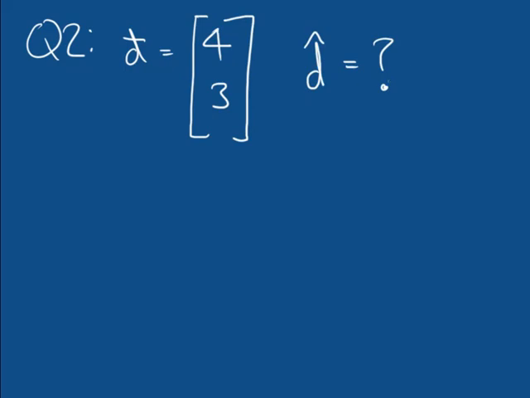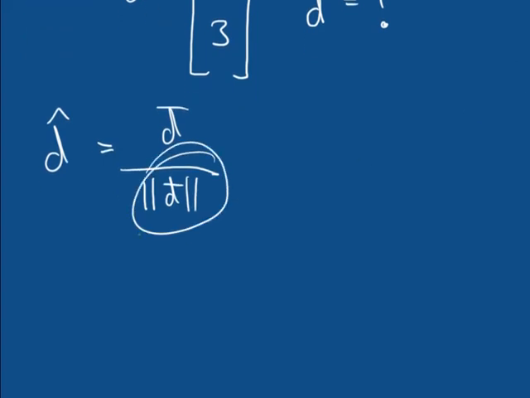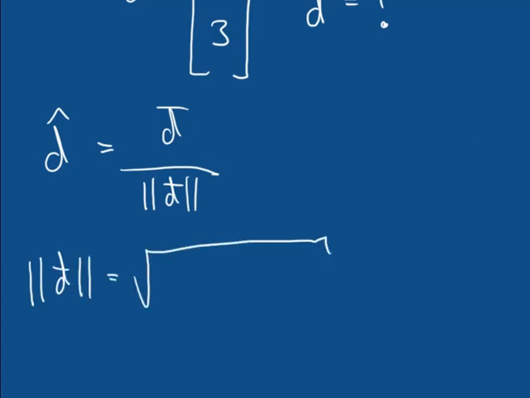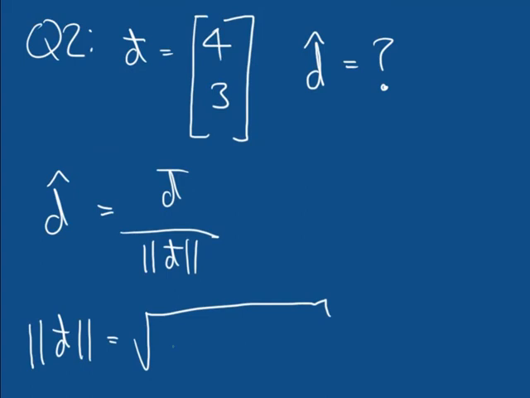Okay, welcome back everyone. So hopefully by now we're quite comfortable that to work out a unit vector, we take the original vector and we divide it by the length of that original vector. So the first thing we need to do is work out the length of d. So the length of d, the magnitude of d, is equal to the square root of the x component squared, so 4 squared, plus the y component squared, so plus 3 squared.